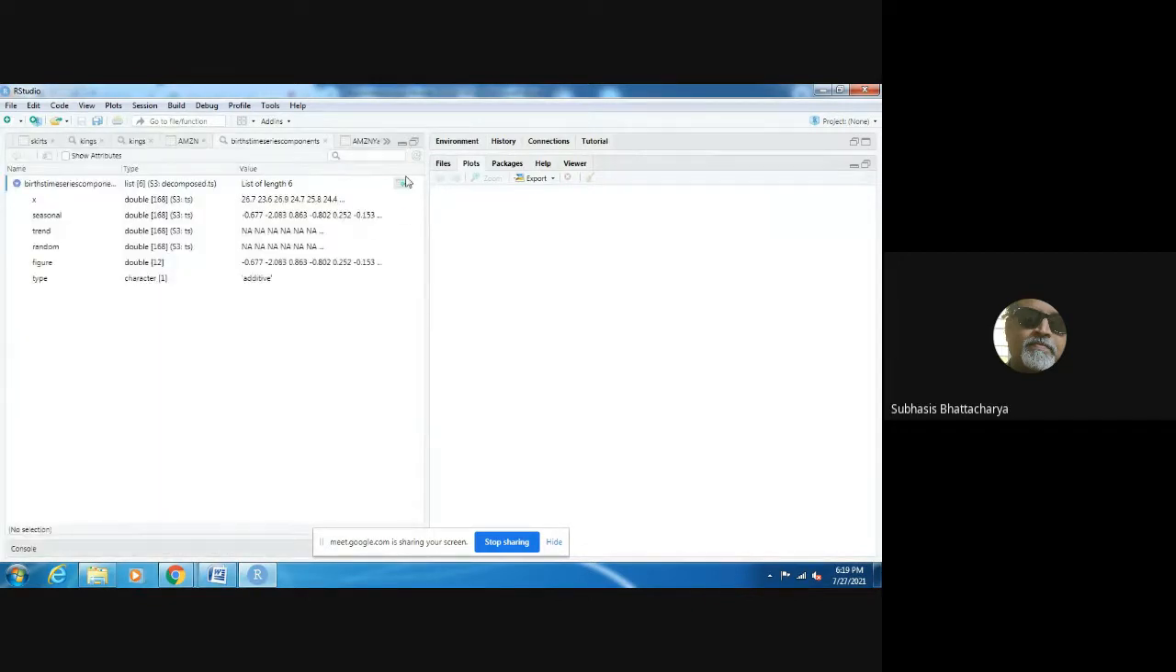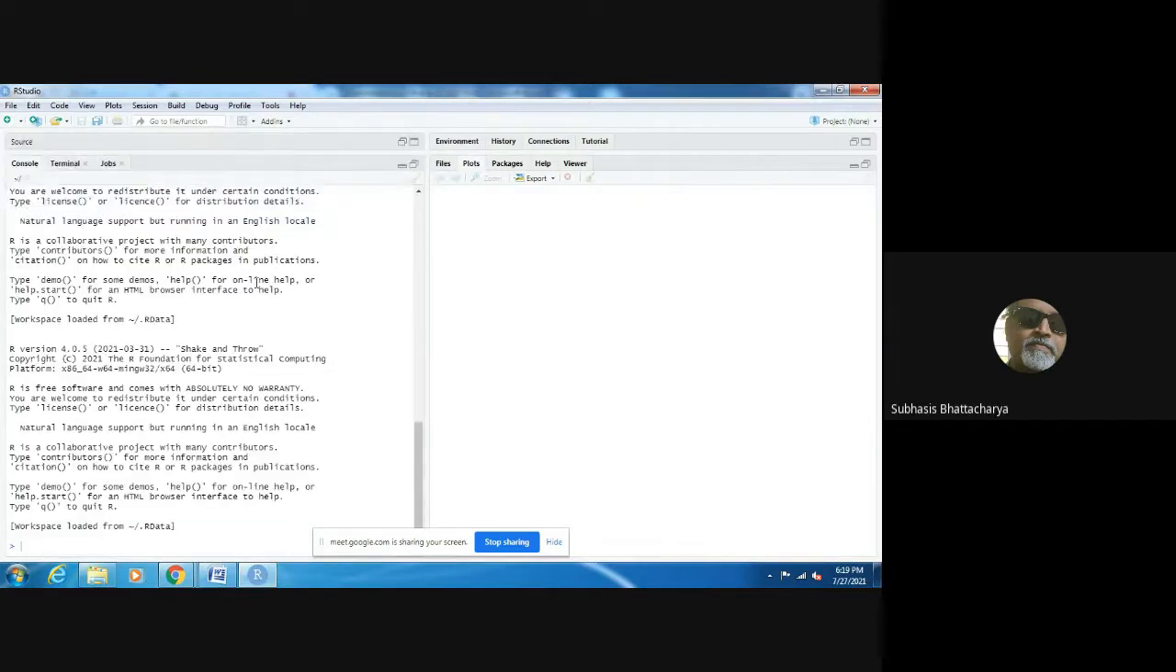This part is called the source. Here all programs, files, and data sources which are imported or downloaded are stored. The screen is divided into four parts. The first part is the source, and the second part is the console, where we write the R command.